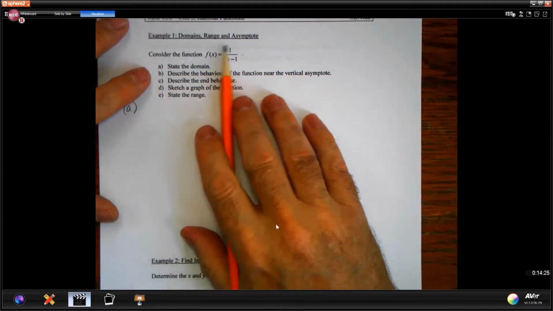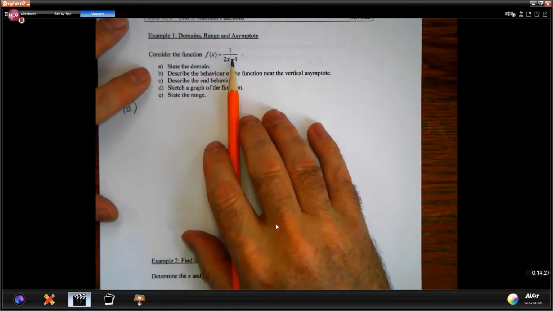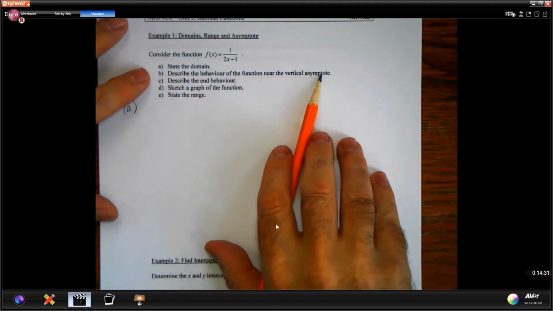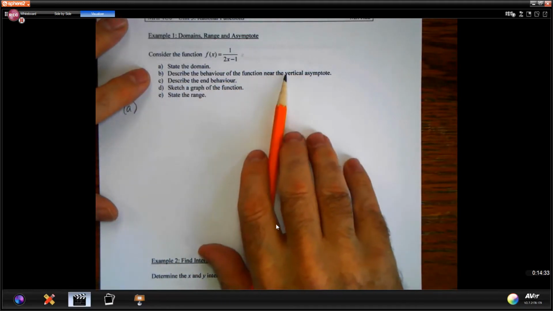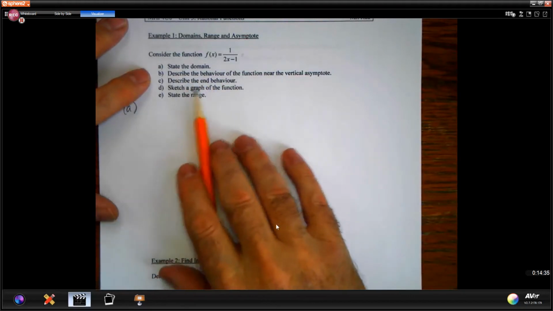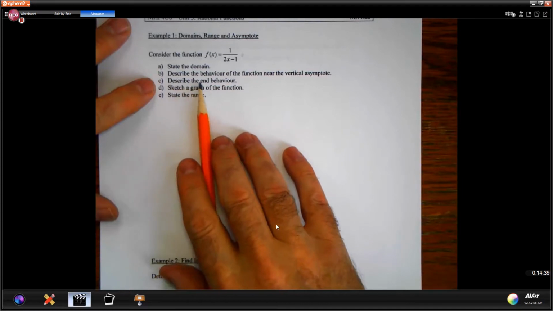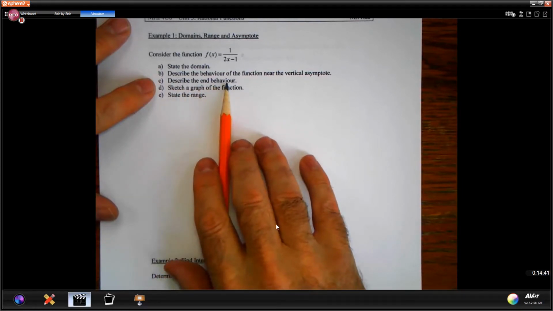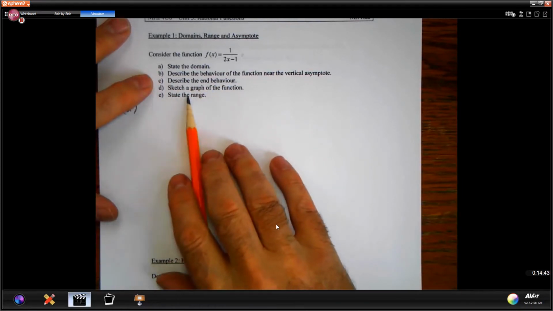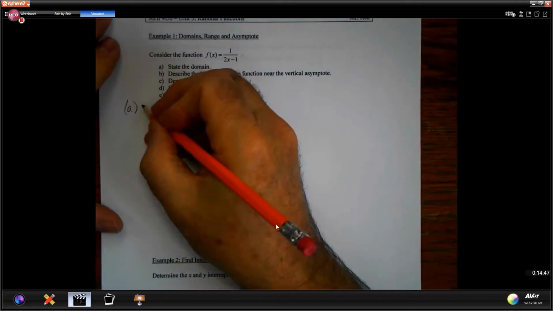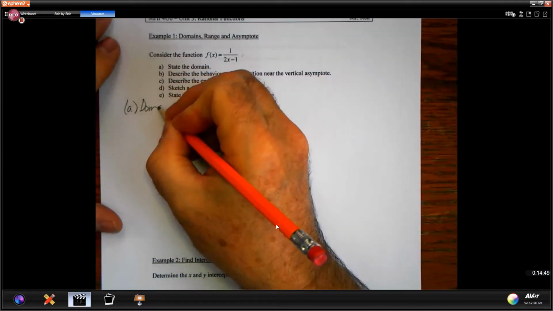We're going to state the domain. What are the possible values of x? Describe the behavior of the function near the vertical asymptote. So we have to figure out what the vertical asymptote is, and we get that from the domain. And then we do something called describe the end behavior. Then we're going to sketch the graph and then state the range. Okay, so the first thing we're going to look at is the domain.